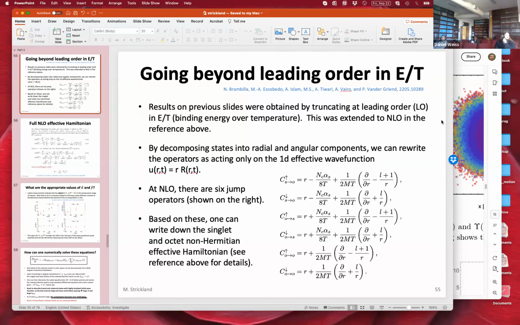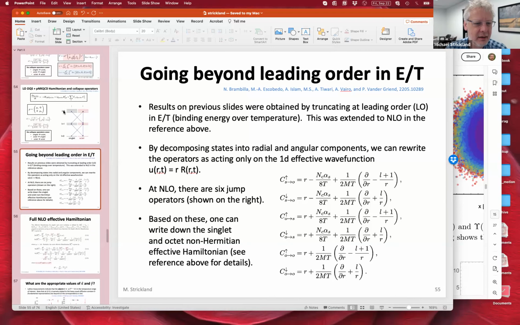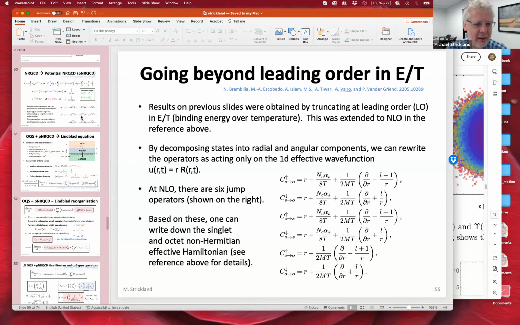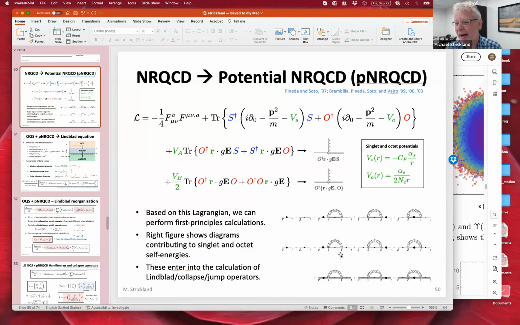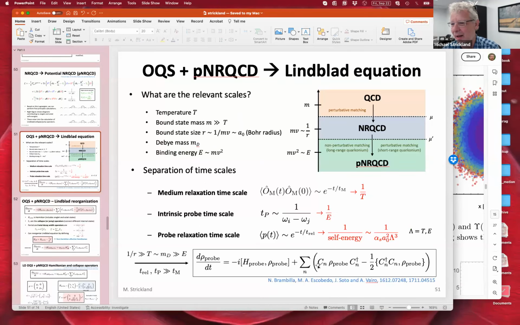Well, it doesn't sound like an entirely trivial, simple thing to do, right? Well, the complication is that you can just do these diagrams and get the self energies out and systematically do an expansion in E over T. Then you get a result. But then you have to prove that you can cast the resulting evolution equations into this Lindblad form. That's the hard step, it turns out. Okay. Very interesting.